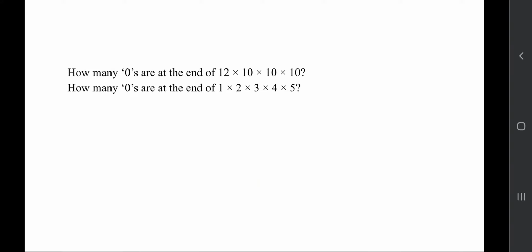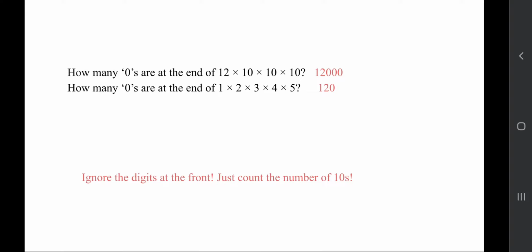Let's try something more complicated, 12 times 10 times 10 times 10. This is where some students may falter and say there are 4 zeros, because 12 is bigger than 10. But that's really not the answer. Let's double check. When we just calculate it, it's 12,000, and we count with our fingers, 1, 2, 3. There are 3 zeros at the end.